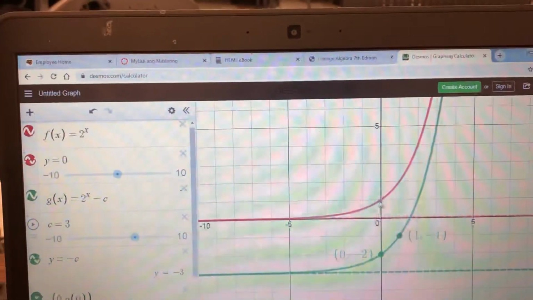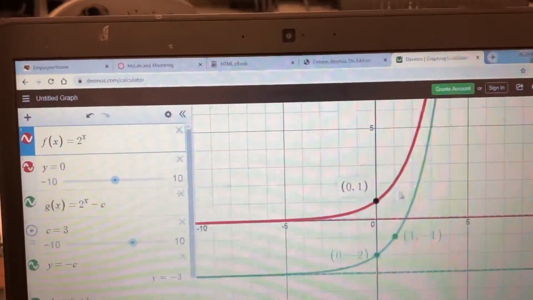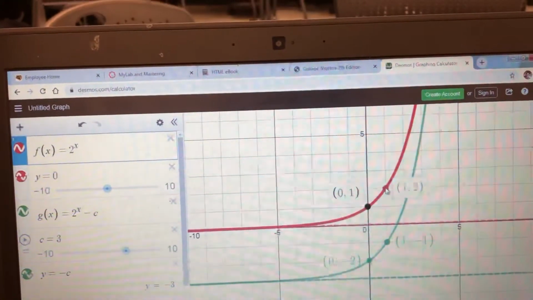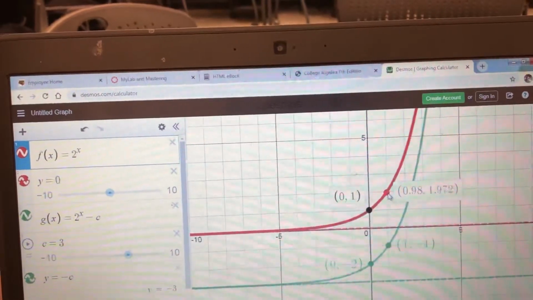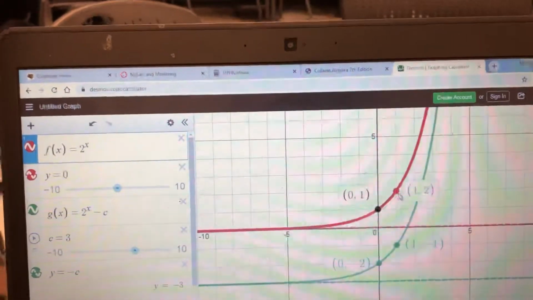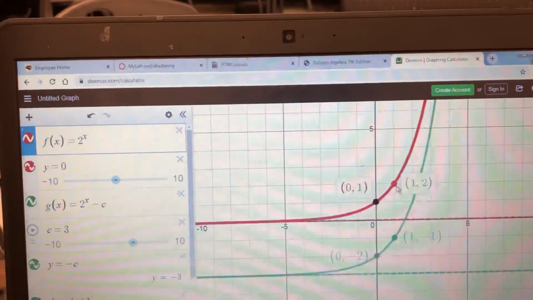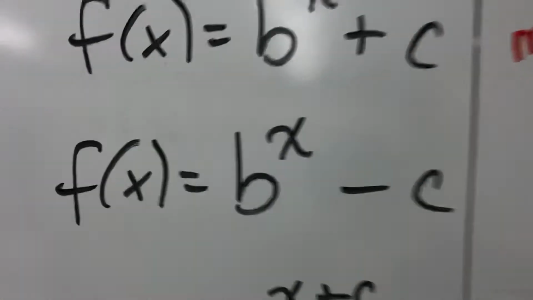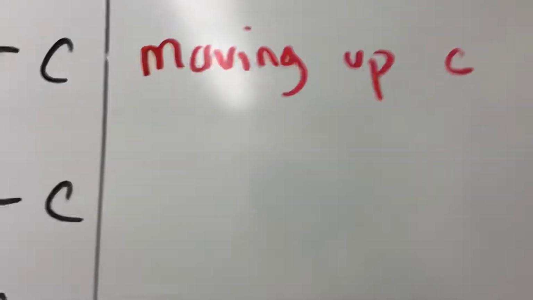And if you notice, the y-intercept, which was originally at 0, 1, did move down 3. And the base point at 1, 2, there you are, a little bit more, there it is. The base point at 1, 2 did move down 3 spaces to 1, negative 1. So your instincts would be correct if you said that subtracting a number from the end changes the graph by moving down c.